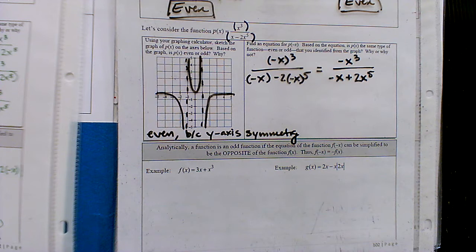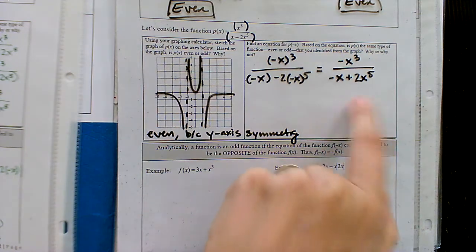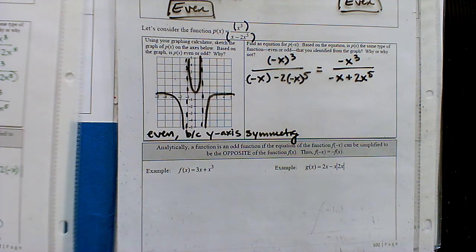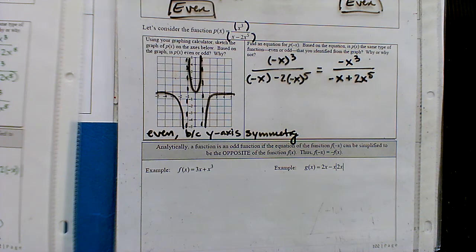Did we get the same equation? No? Yes? It doesn't look exactly the same. Are we done simplifying? No. We already said it should match, right? Because it should be even. So there should be some more simplification we can do. How can we get this to look exactly like the beginning one?